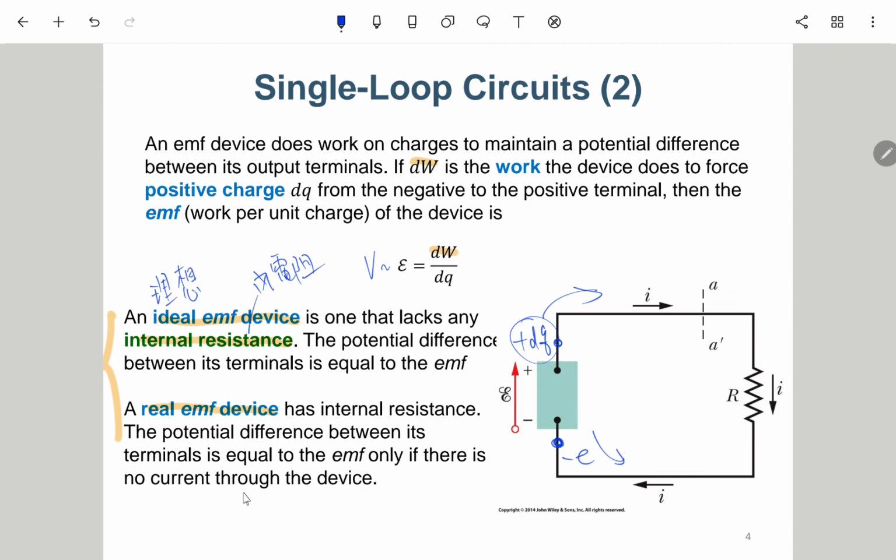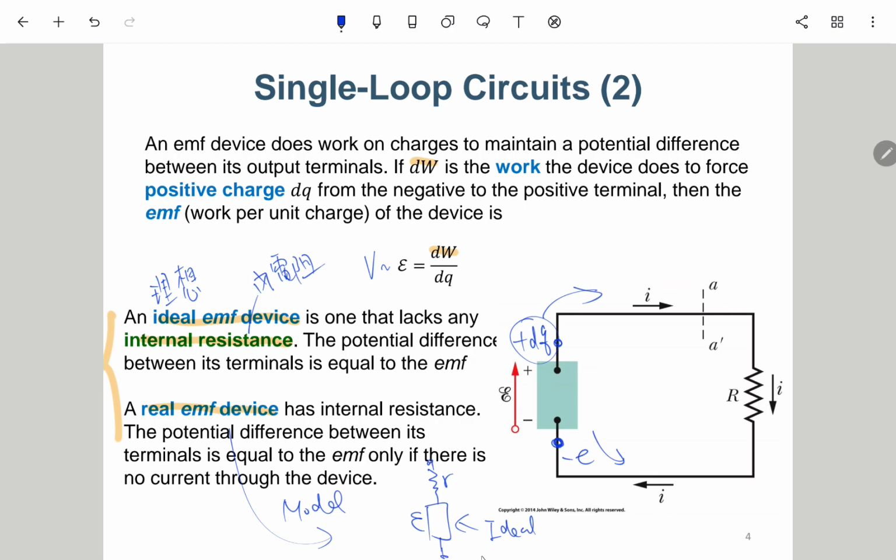So the circuit model for a real EMF is something like this. We have an ideal EMF in series with a small resistance. This is the model of the real EMF device: this one is ideal, but it is in series with a small resistance. So you can simply imagine why it says like this.